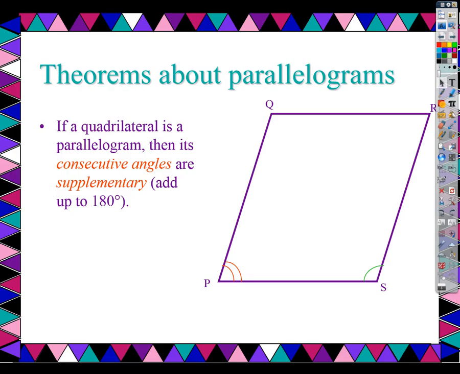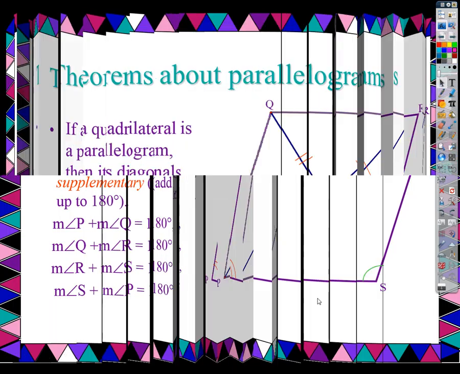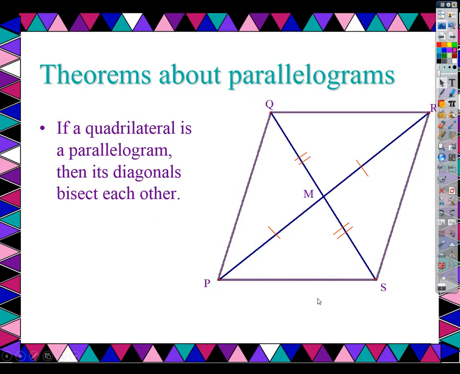So angle Q and angle R are supplementary. Angle Q and angle P are supplementary. Angle P and angle S are supplementary, etc. Any 2 consecutive ones are always supplementary. And then the last thing has to do with diagonals. If the quadrilateral is a parallelogram, then we always know that the diagonals bisect each other. So the intersection is the midpoint of both diagonals.